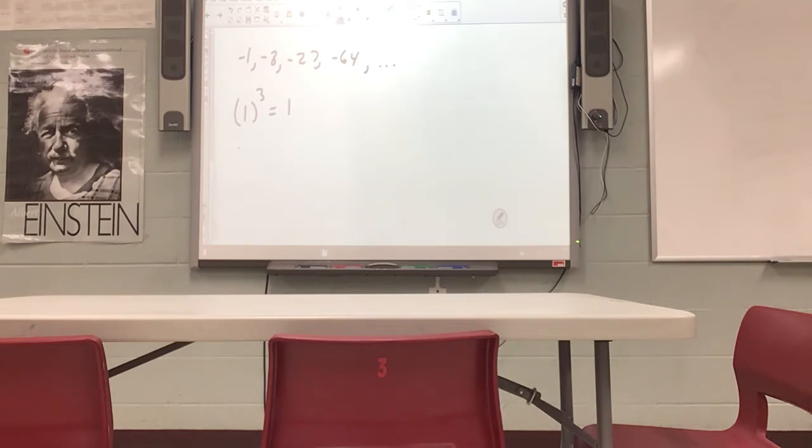If I cube my second term, that gets me an 8. I need a -8. So I'm on to something. If I cube my third term, that gets me a 27, but I need a -27. So what possibly could I add to what I'm doing here? Instead of just saying n cubed, what could I do to that?